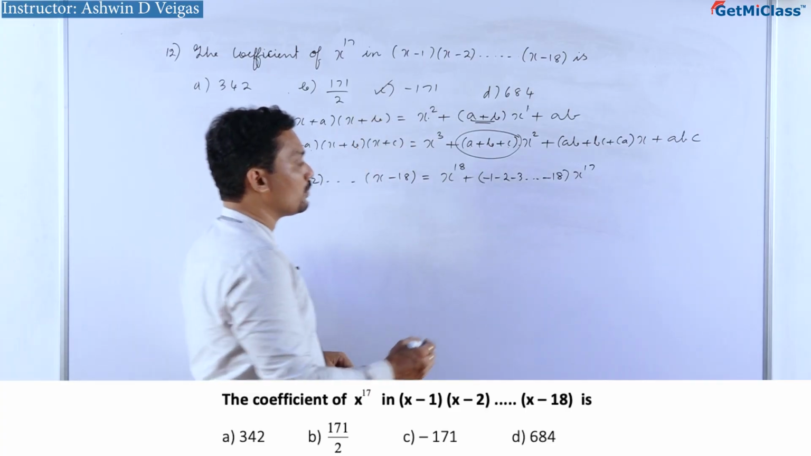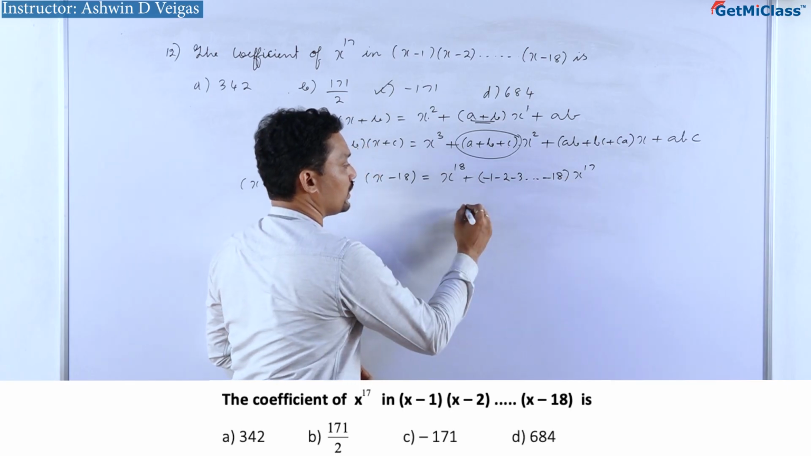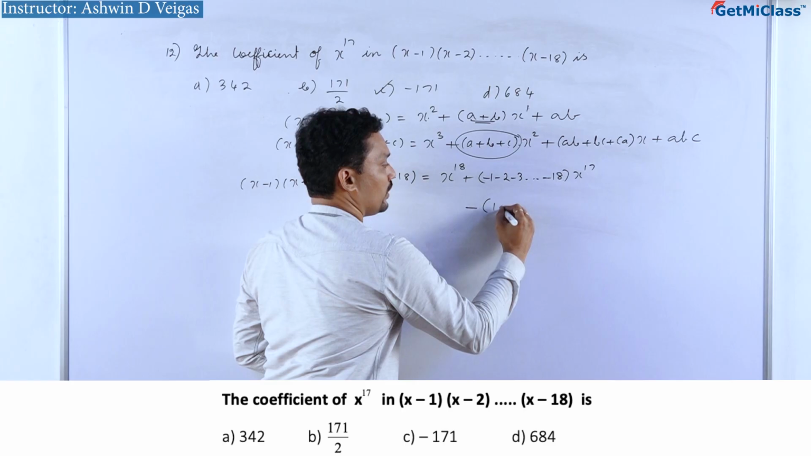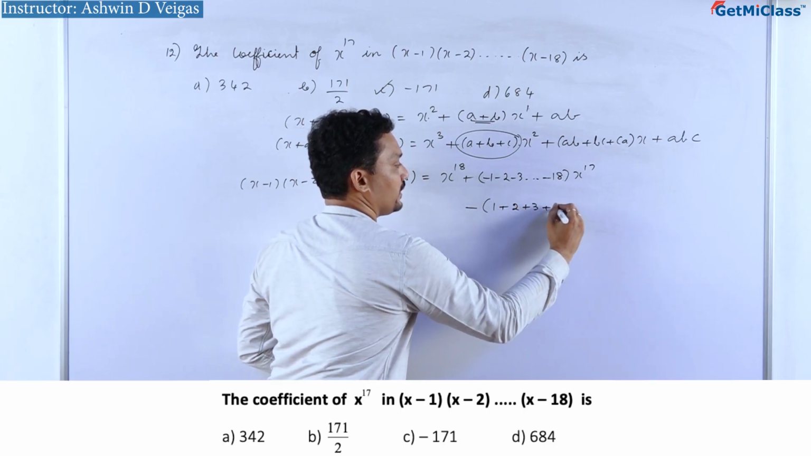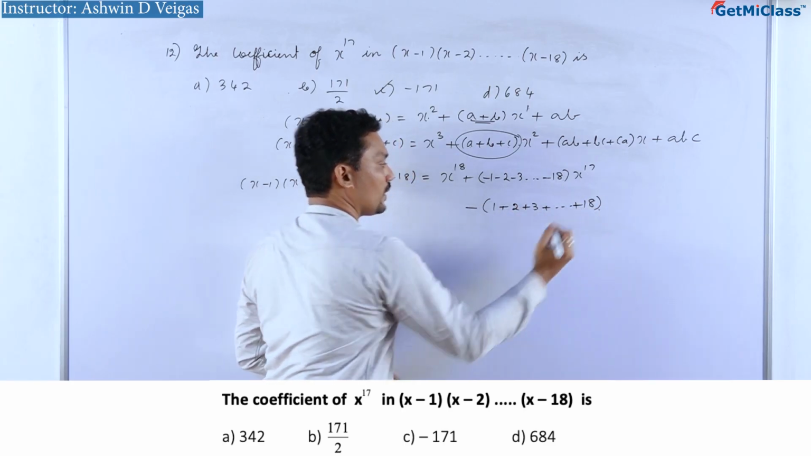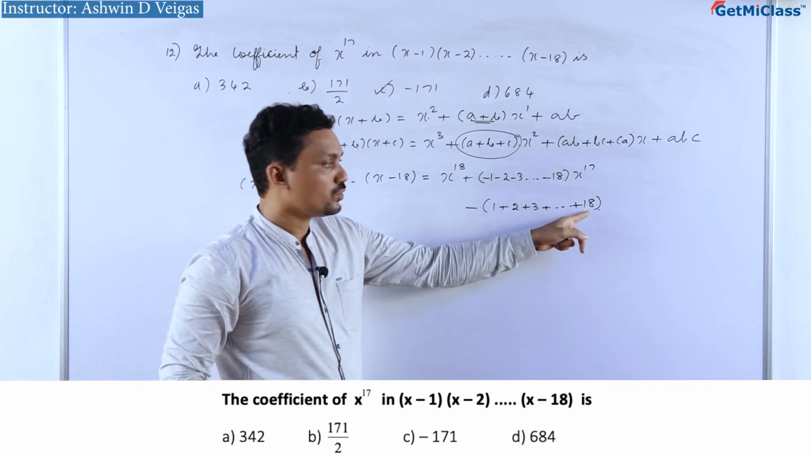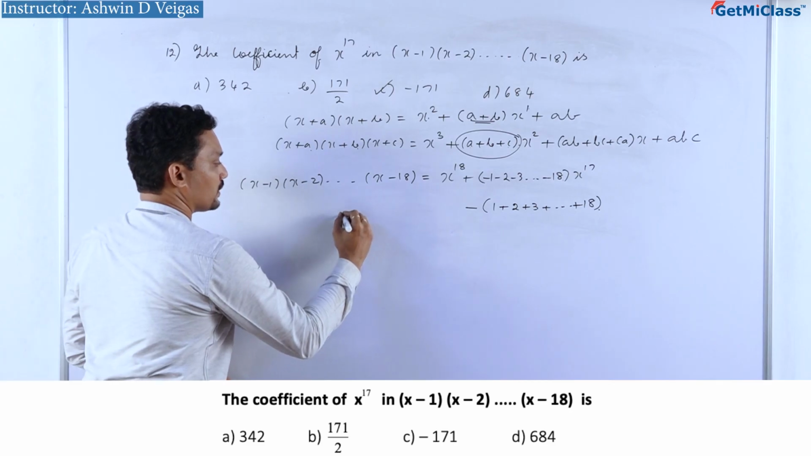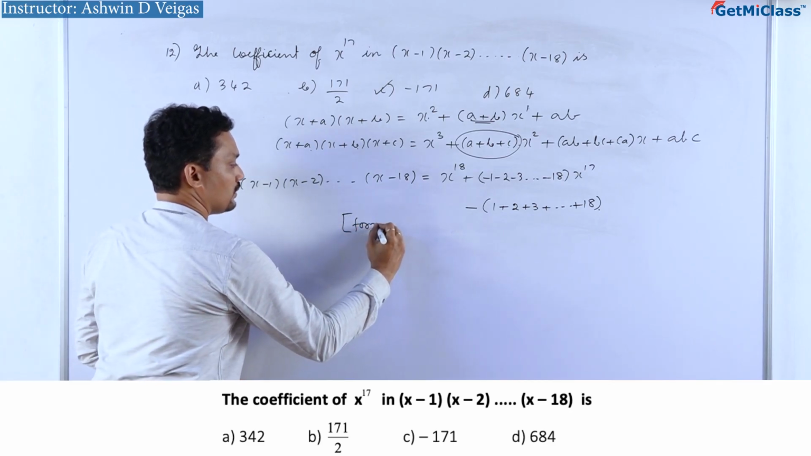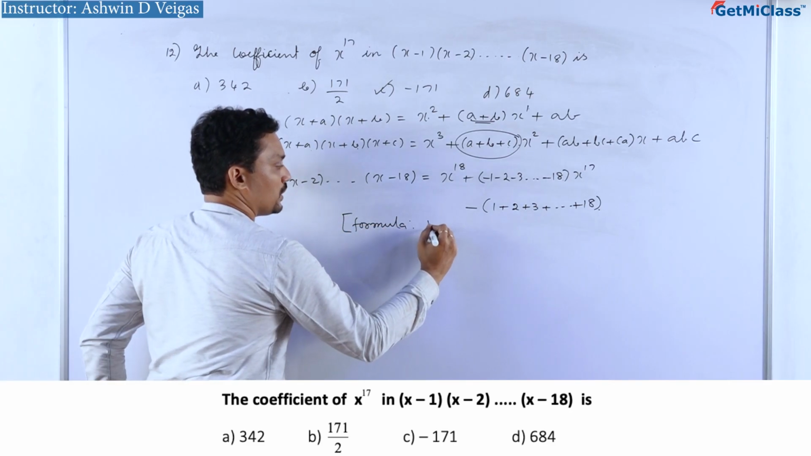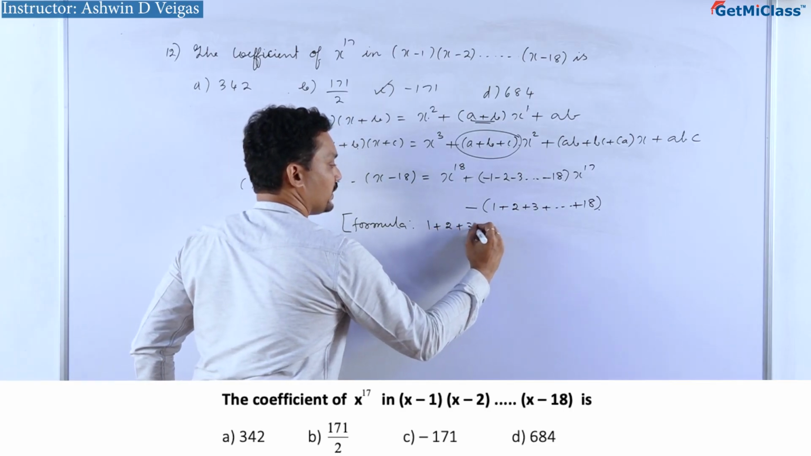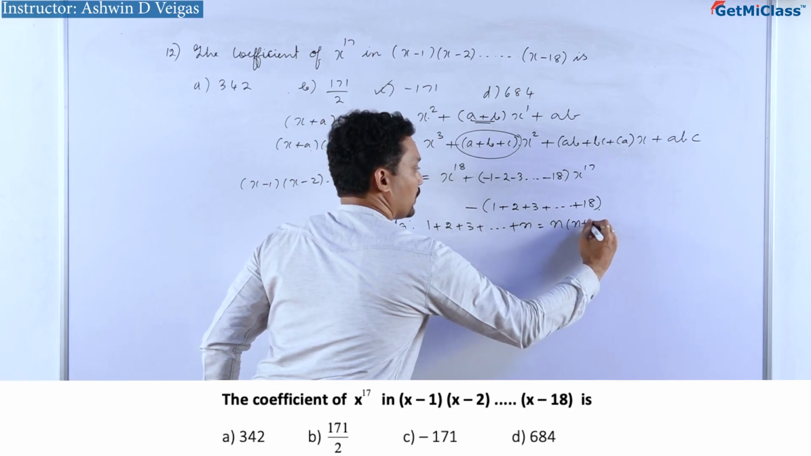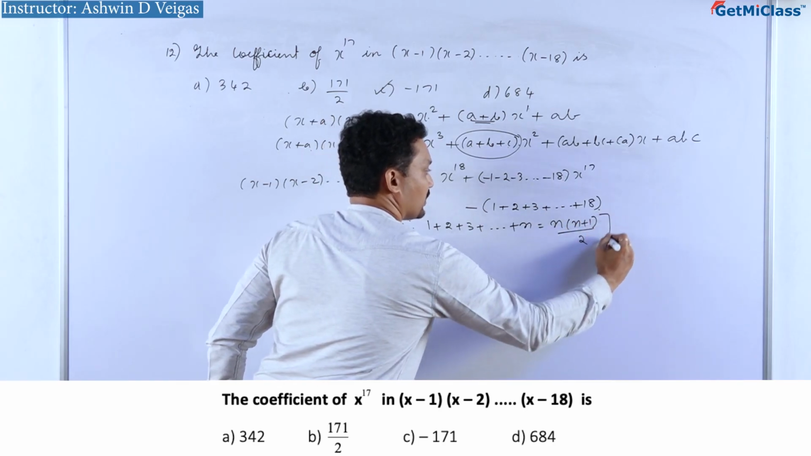Suppose you cannot guess the option, then to find this, what we will do is, we will take minus common. If we take minus common, we will get 1 plus 2 plus 3, etc., 18. Now, to add numbers from 1 to n, there is a formula. So, I will just write down the formula here. The formula for 1 plus 2 plus 3, so on up to n, is n into n plus 1 by 2.